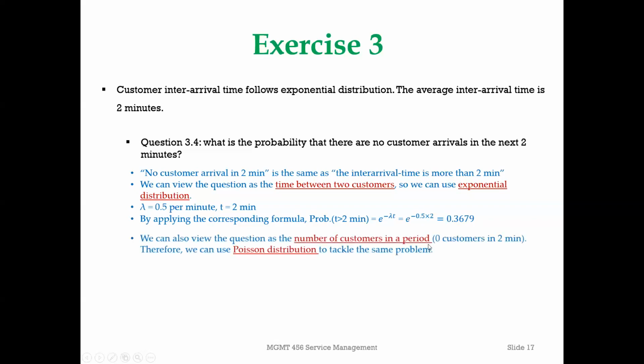And also we can view the question as a number of customers in a period. Here you can see there are no customers in 2 minutes, or in other words, 0 customers in 2 minutes. That's why we can apply the Poisson distribution.